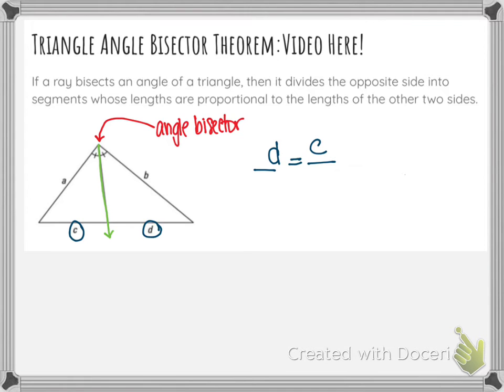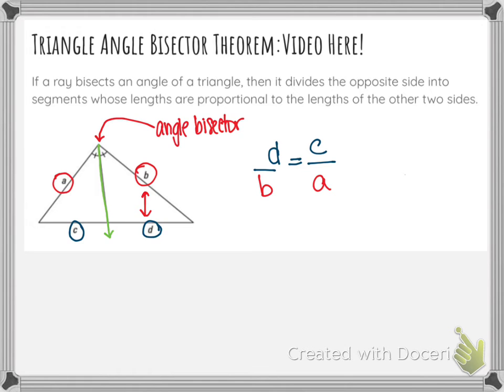And then I'm going to go to the sides that aren't touching the angle bisector. So since I used D first, D and B are sticking together, and C and A are sticking together. So that would be our proportion.